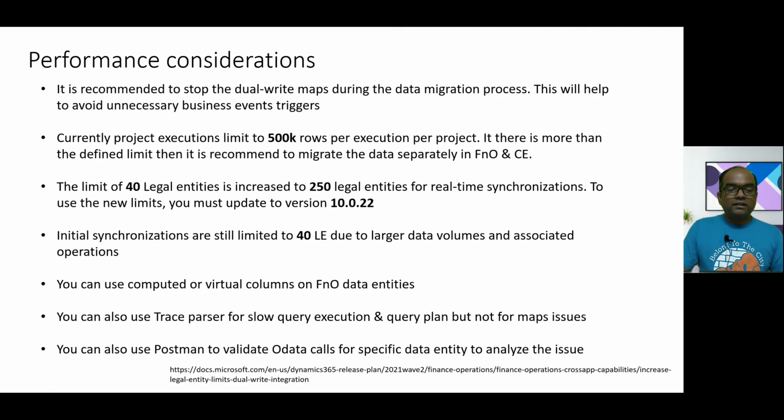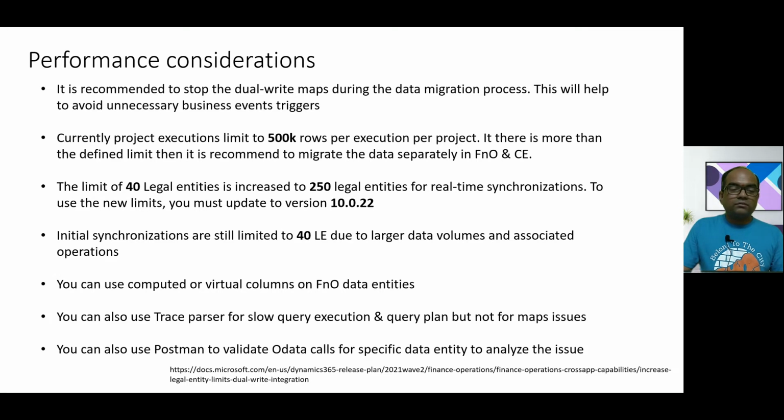There was a limit of 40 legal entities earlier. However, it is now increased to 250 legal entities for the real-time synchronization process. In many implementations, I have seen there are 100 plus, 150 plus legal entities, right? So in that case, if you are still using dual write, keep in mind that you need to update your application to version 10.0.22, and only then can you leverage this new limit of 250 legal entities for the real-time synchronization process. However, for the initial synchronization process, you might have seen the initial sync, right? It is still limited to 40 legal entities due to the larger data volumes and the associated operations. So the point to be taken here is that the 40 legal entity limit is still there, but it is only limited to the initial synchronization process.